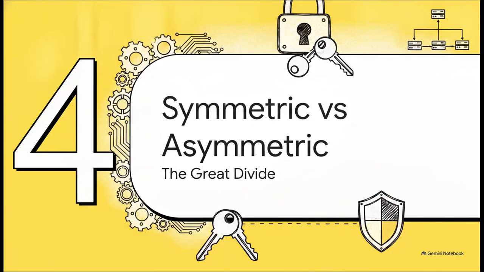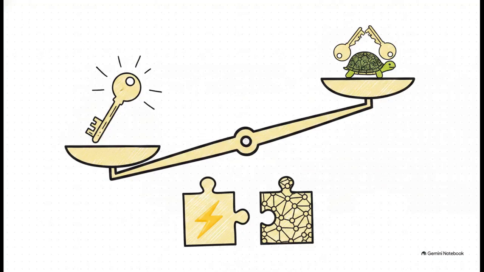Which brings us to a huge testing area, Section 4, Symmetric versus Asymmetric Cryptography. This is basically the ultimate trade-off in the crypto world. Symmetric gives you blazing, incredible speed for bulk data, but it totally fails at key distribution and scalability. Asymmetric, on the other hand, perfectly solves that scalability issue with public and private key pairs, but it completely sacrifices speed. That's exactly why modern systems use hybrid cryptography. We use asymmetric to securely share a secret key, and then switch to symmetric for the actual high-speed data transfer.